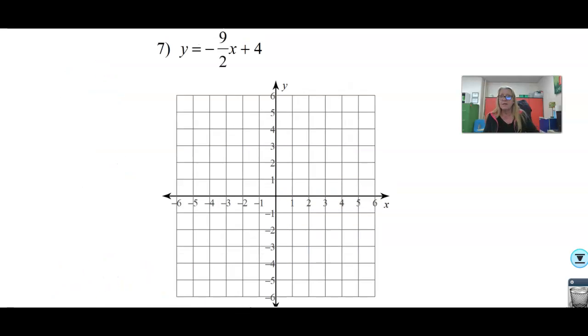Okay. All right, number 7. We have a -9/2 slope, which means we could put the negative with the 9, or, oh gosh, she screws it up. You knew that was going to happen eventually. I can't do anything perfect.